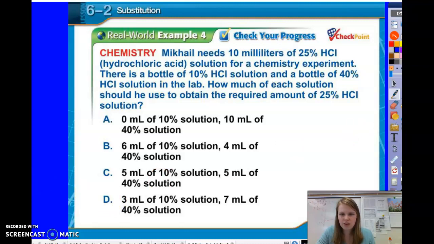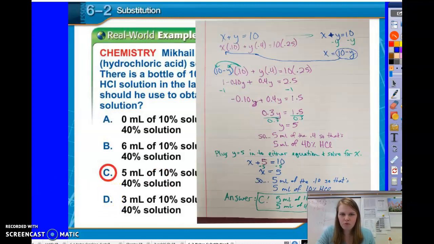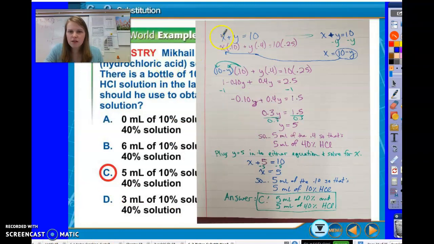All right, I'm going to show you what I did. I'm going to move me out of the way. So we've got the one solution plus the other gives us 10, because Mikhail needs 10 milliliters total. So I figured first solution plus second solution gives me 10. The first concentration was 10%, so I wrote in 0.1. The second concentration was 40%, so I put 0.4. And the last concentration was supposed to be 25%, so I put 0.25.